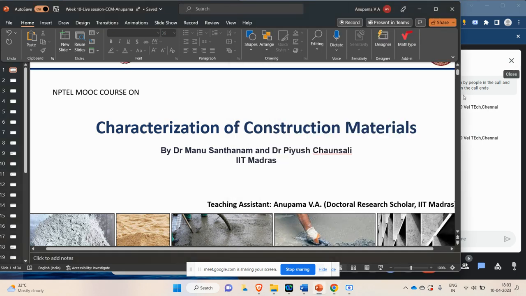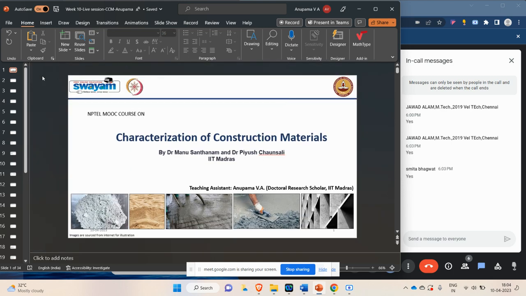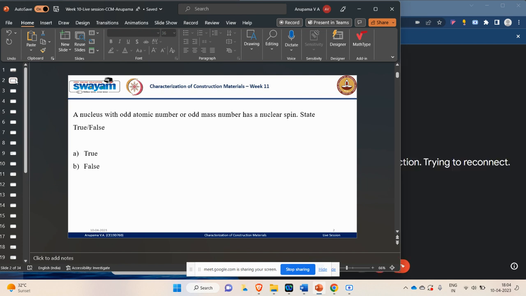Thank you. So, this is perfect. Let's move to the first question. This question is related to NMR. It is a true or false question. The question is: a nucleus with odd atomic number or odd mass number has a nuclear spin. You have to state whether the statement is true or false.